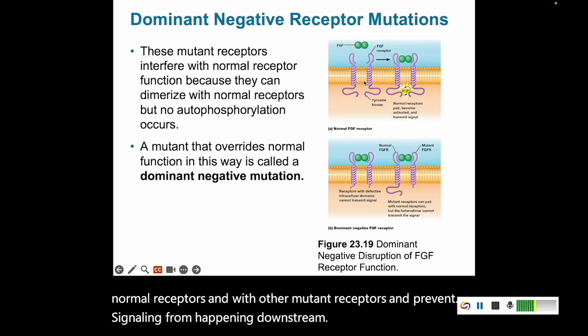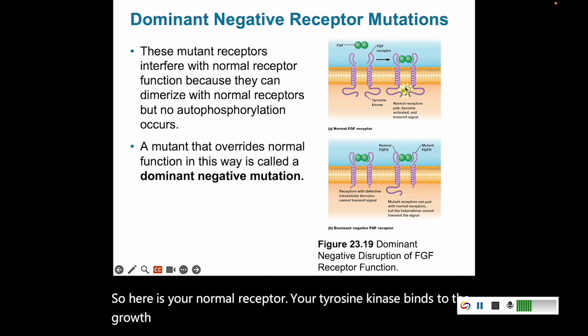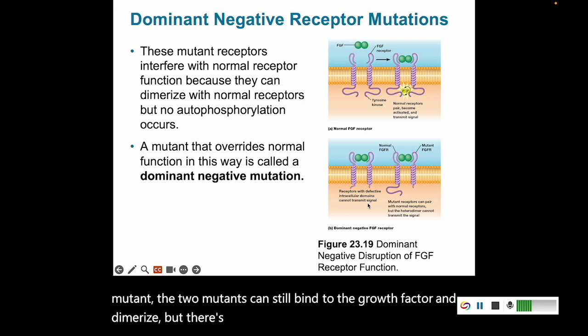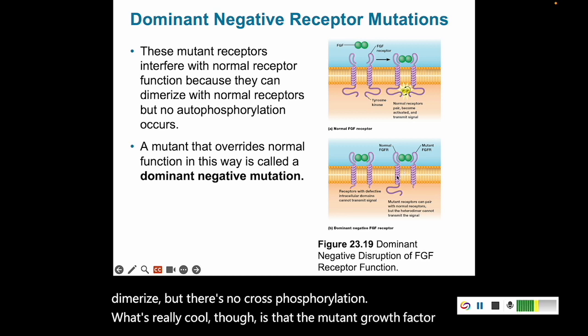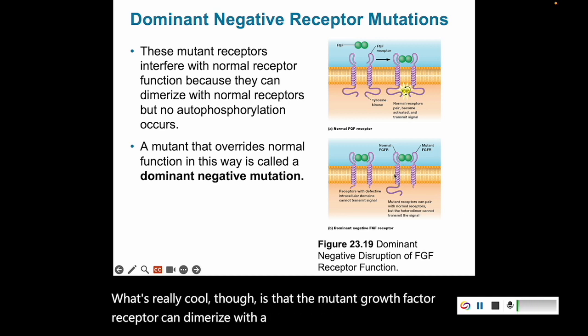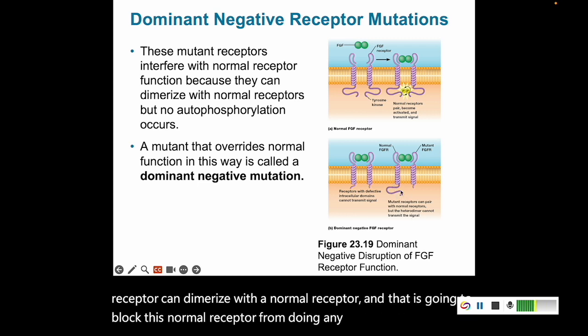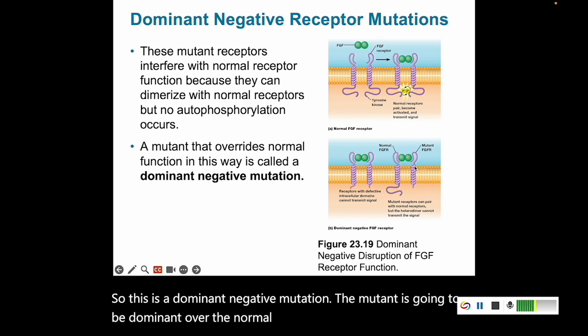So here is your normal receptor. Your tyrosine kinase binds to the growth factor, dimerizes and autophosphorylates. If you've made a mutant, the two mutants can still bind to the growth factor and dimerize, but there's no cross-phosphorylation. What's really cool, though, is that the mutant growth factor receptor can dimerize with a normal receptor, and that is going to block this normal receptor from doing any phosphorylation itself also. So this is a dominant negative mutation. The mutant is going to be dominant over the normal phenotype because the mutant receptor blocks also the normal receptors.